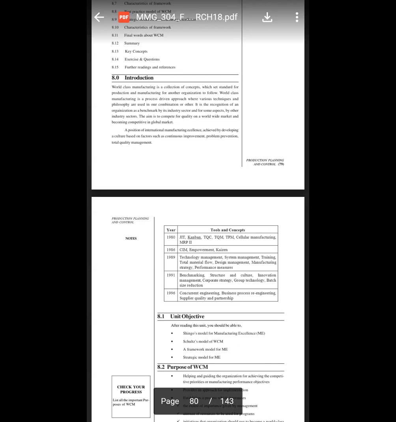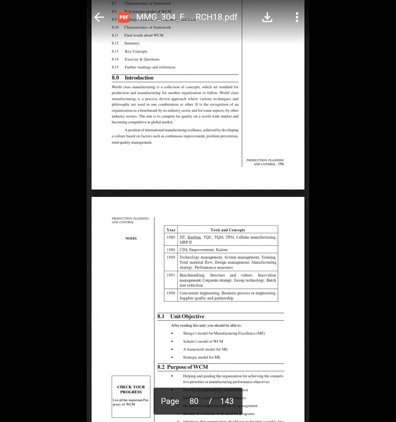See, they have given a few tools and concepts, along with the year of establishment and which tool and concept was established in that year. In the year 1980, JIT, which is known as just in time, Kanban, TQC, TQM, TPM, cellular manufacturing, and MRP2 were established.